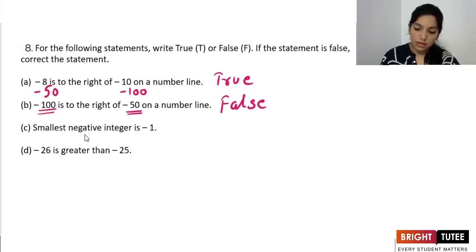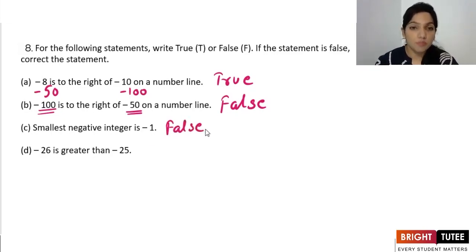Okay. Smallest negative number is a minus 1. The statement is absolutely false. Why? We don't know what number will be the smallest negative integer. Minus 1 is not the smallest, it is the biggest. This is the biggest negative integer.